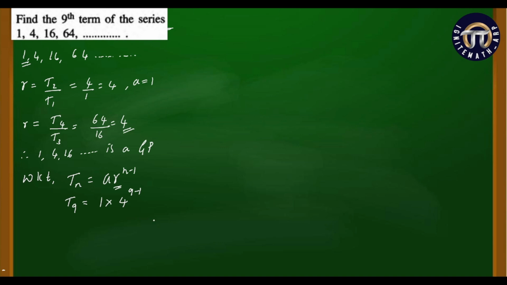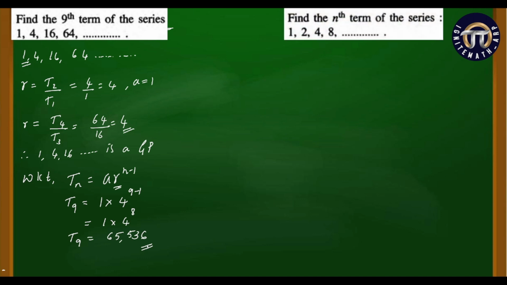So now my job is to find out the answer. 1 into 4 to the power of 8. So 4 to the power of 8 is going to be 65,536. So this is going to be my ninth term of the given GP. Clear, children? Okay, let me take one more example over here.